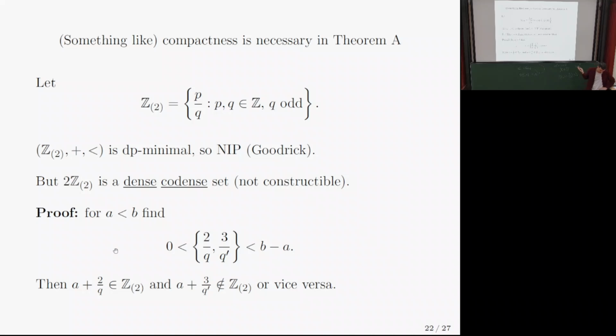So this is a problem. You have the simplest of NTP2 or NIP structures, the p-minimal, and because it doesn't have any extra property, it doesn't have this kind of compactness behavior, then this proof doesn't work. In fact, what you have here is this closed set, but its projection to the y-coordinate is not constructible. So you do need something. You might ask, what if the group was divisible? What if we're in a field? Do we still need compactness? And this we don't know.